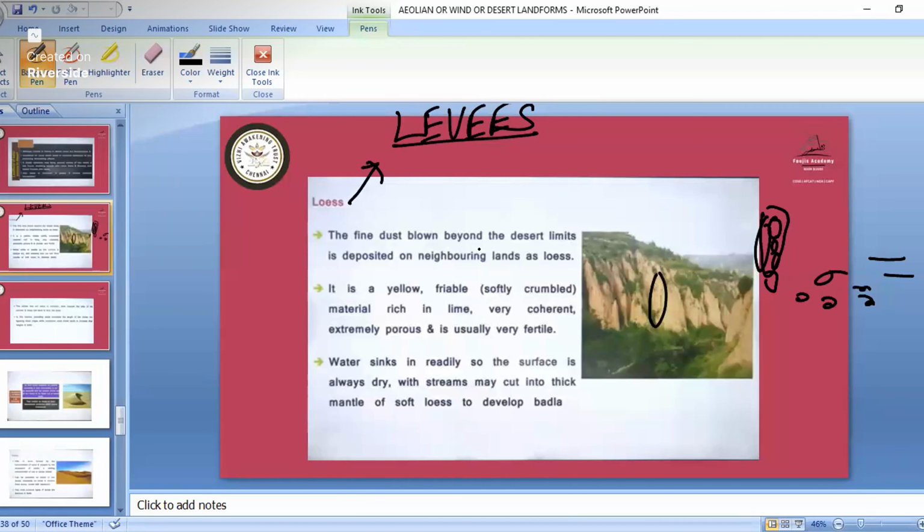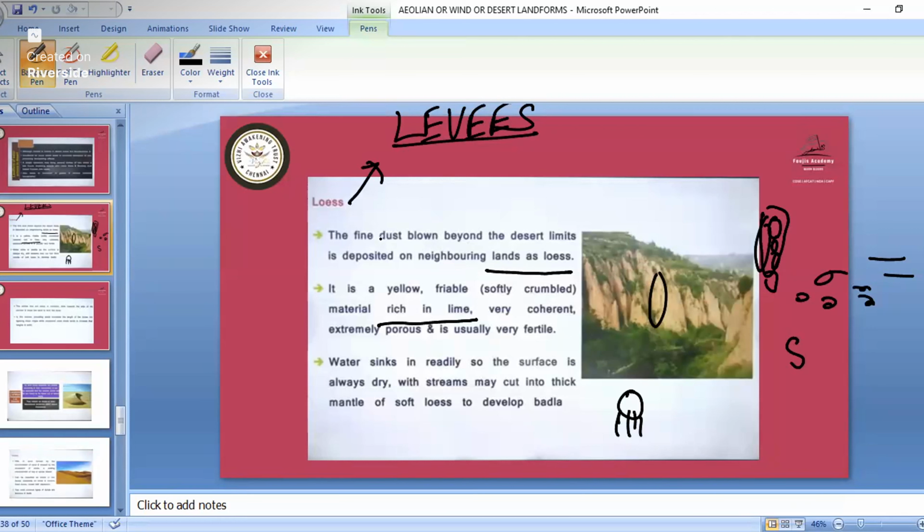So the fine dust blown beyond the desert limits and deposited on neighboring lands is known as loess. It is yellow, sandy in color, and the material is rich in lime. Water sinks in rarely, so the surface is always dry. You know that if we have sand, water will sink inside. The surface is always dry, though streams may cut into the thick mantle of soft waste to develop badlands.